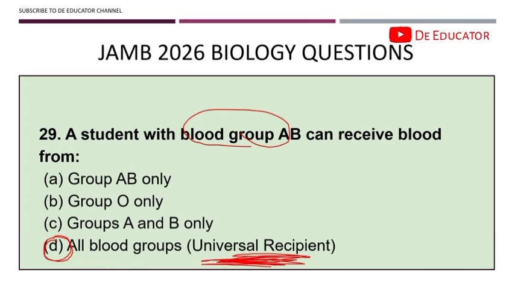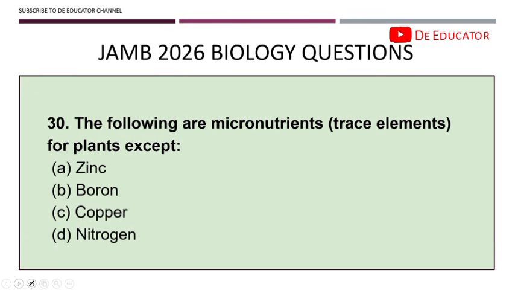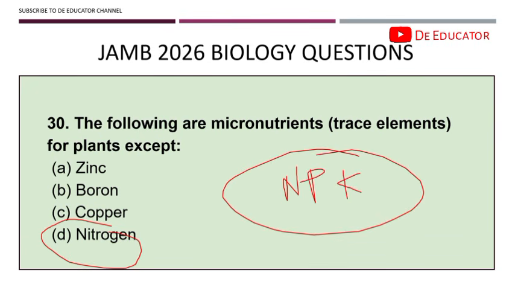It's a universal recipient, so you can receive from all the blood groups, right? 30. The following are micronutrients, that's trace elements for plants, except which of the following is not a micronutrient? We have nitrogen. Nitrogen is not a micronutrient. We have NPK: nitrogen, phosphorus, potassium. These are not micro. Okay, nitrogen is a macronutrient.